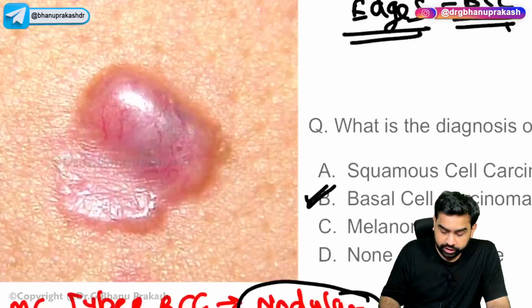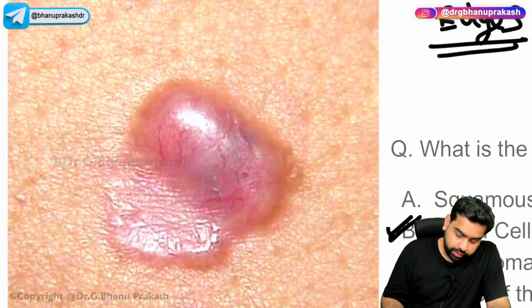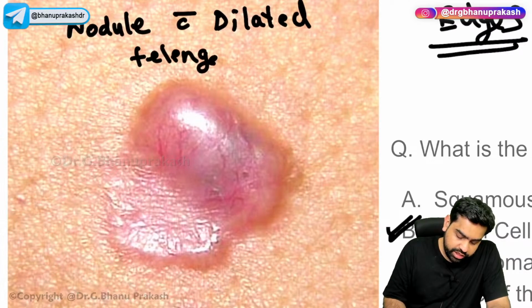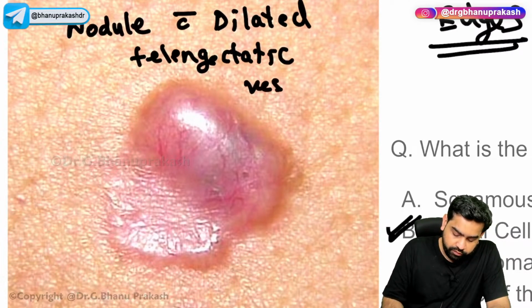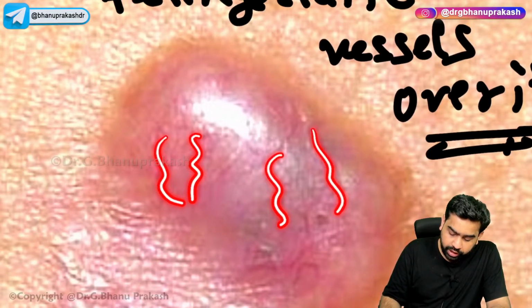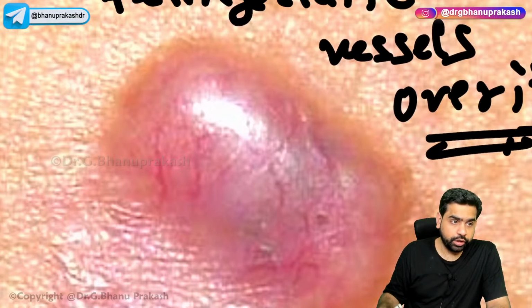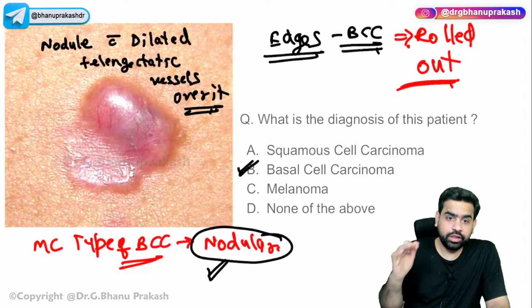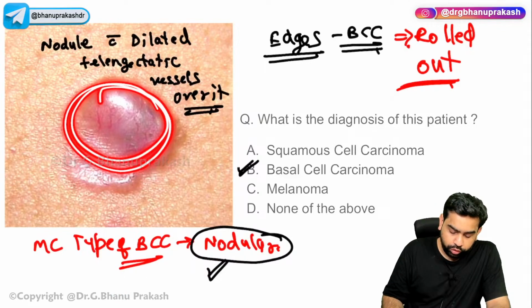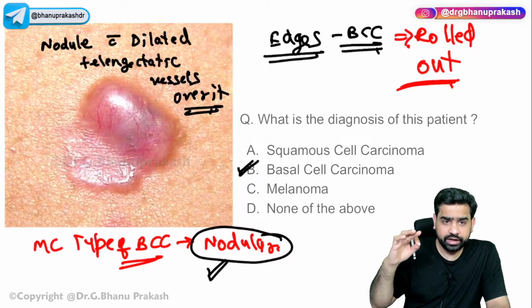So here what you're able to appreciate is that there is a nodule. Please try to understand what you have. We have a nodule with dilated telangiectatic vessels over it. Are you able to appreciate it? These are the telangiectatic vessels over this particular nodule. So this is what you need to understand about basal cell carcinoma. The most common type is nodular, and what you get is a nodule with dilated telangiectatic vessels over it.